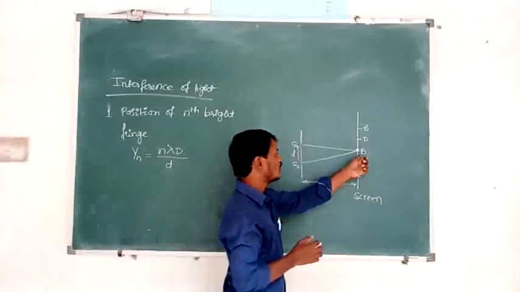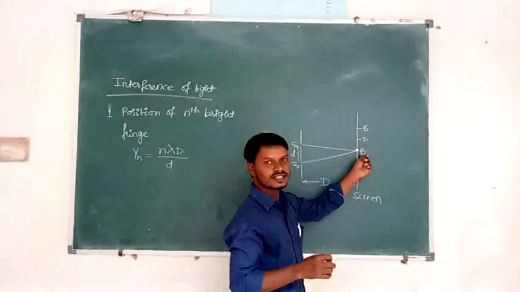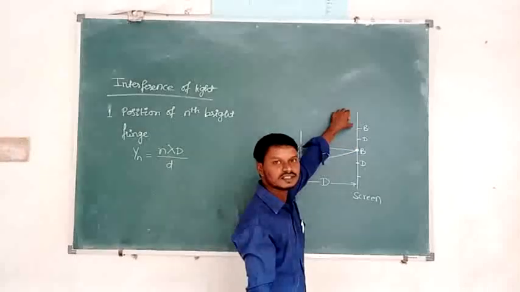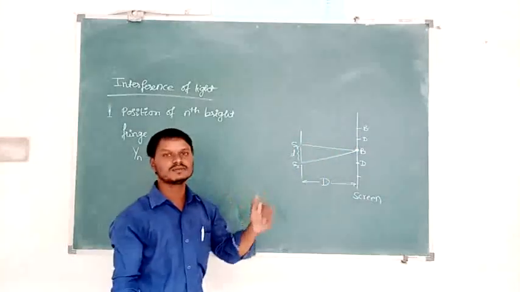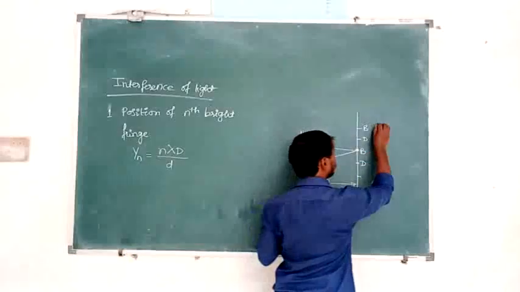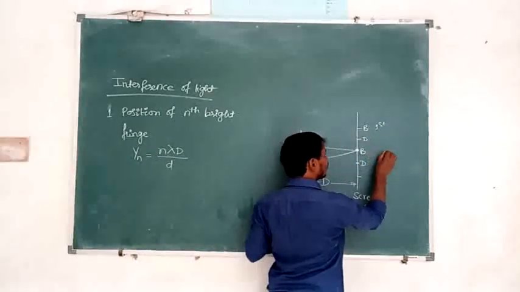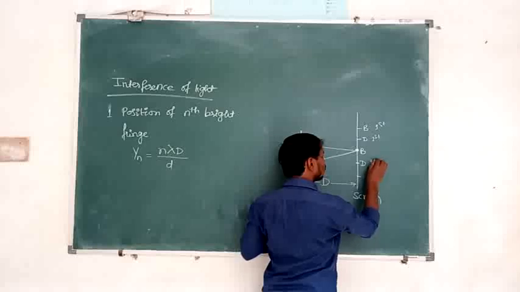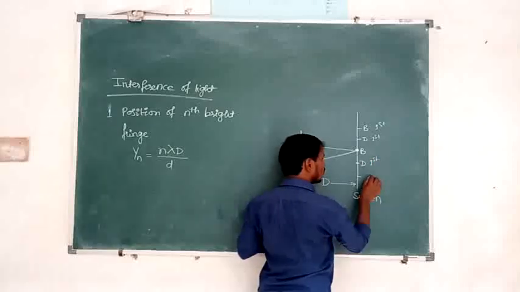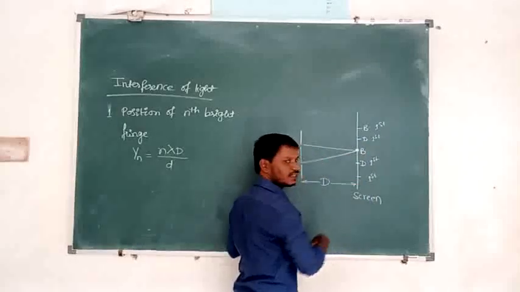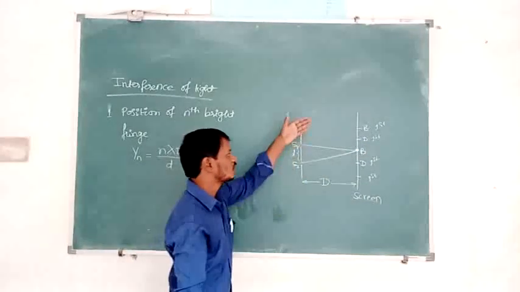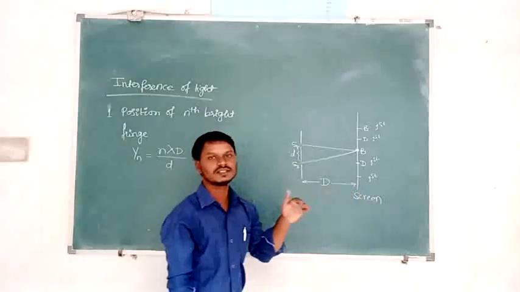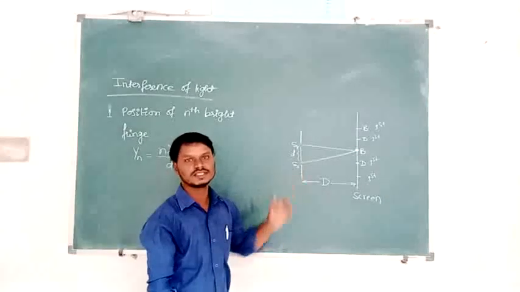Always, the bright fringe at the middle of the screen has n equal to 0, and the bright fringe near the central maximum has n equal to 1. That is the position of the first bright fringe. There is a central bright fringe, a first dark fringe, and again a first bright fringe on the downside. So this is about the formation of fringes on the screen due to the superposition or overlapping of light waves.